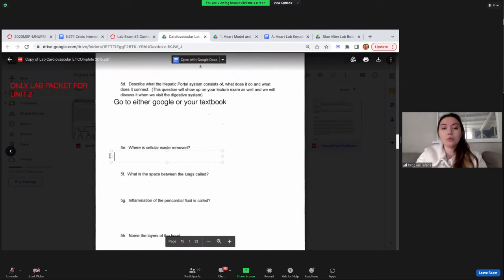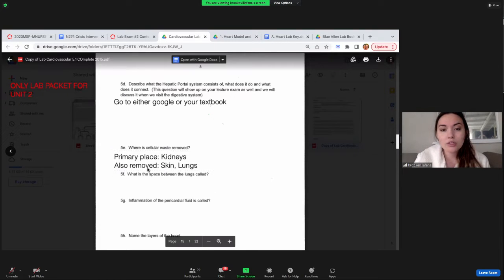Where is cellular waste removed? I will give you the answer to this one just because there's one we're looking for, but there's a lot of answers. Technically, the primary place that cellular waste is removed is through the kidneys, but we get a lot of other answers. Sometimes people will say the skin, because I think that's probably what Google tells you. The skin also helps remove it, and the lungs, because the lungs remove carbon dioxide, right? So the skin and the lungs also help with removing cellular waste, but the kidneys are the primary place to remove cellular waste.